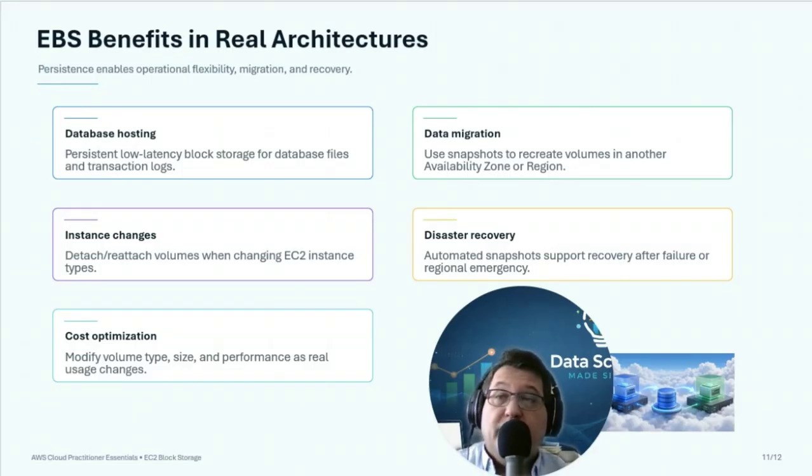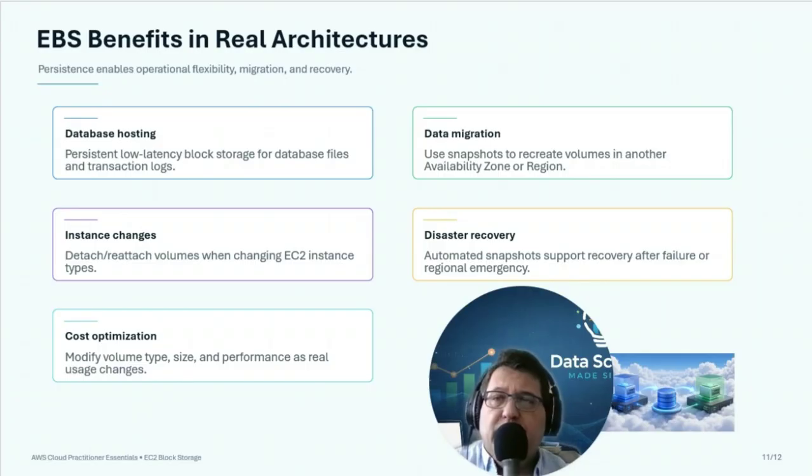Disaster recovery: automated snapshots can provide recovery points if the original data is damaged or becomes unavailable. Cross-region copies can support recovery from a serious regional event. However, remember that EBS snapshots are only one component of disaster recovery. A complete strategy must also consider EC2 configuration, Amazon Machine Images, networking and security groups, identity permissions, DNS, databases, and application dependencies.